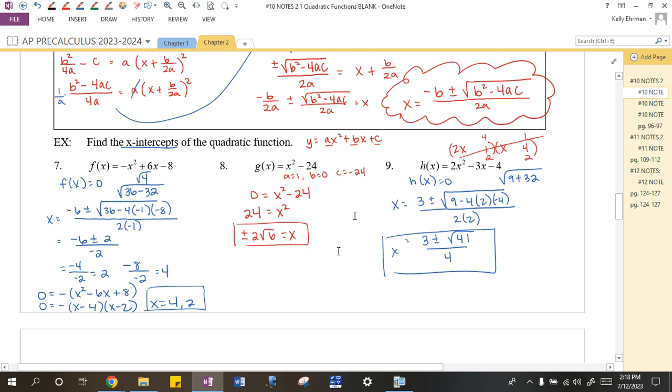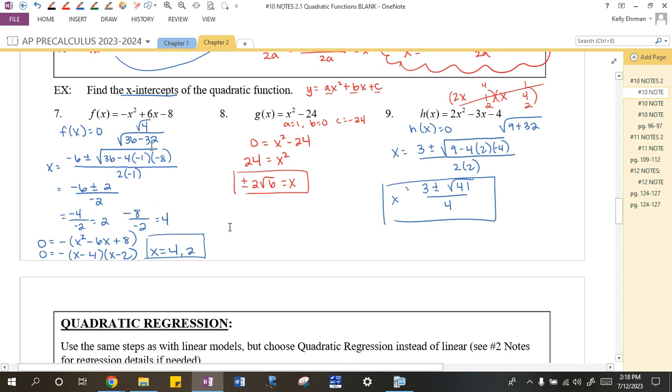All right, so the quadratic formula works every time. It's not always the most efficient manner. So I always think: consider factoring, or if it's not a trinomial or a difference of squares, use the square root method.